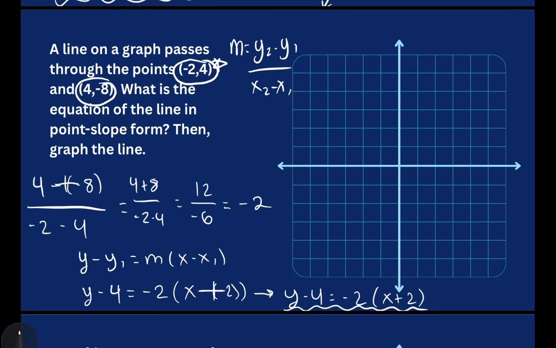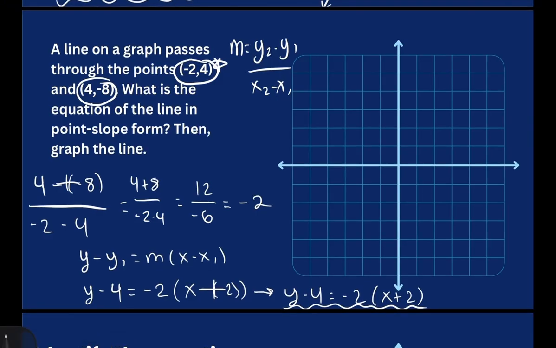So now let's graph it. Well, first I'm going to graph (-2, 4). I know -2 lands on my x-axis, 2 to the left of 0, and 4 lands on my y-axis. So it goes up 1, 2, 3, 4, right here. So this will be (-2, 4).